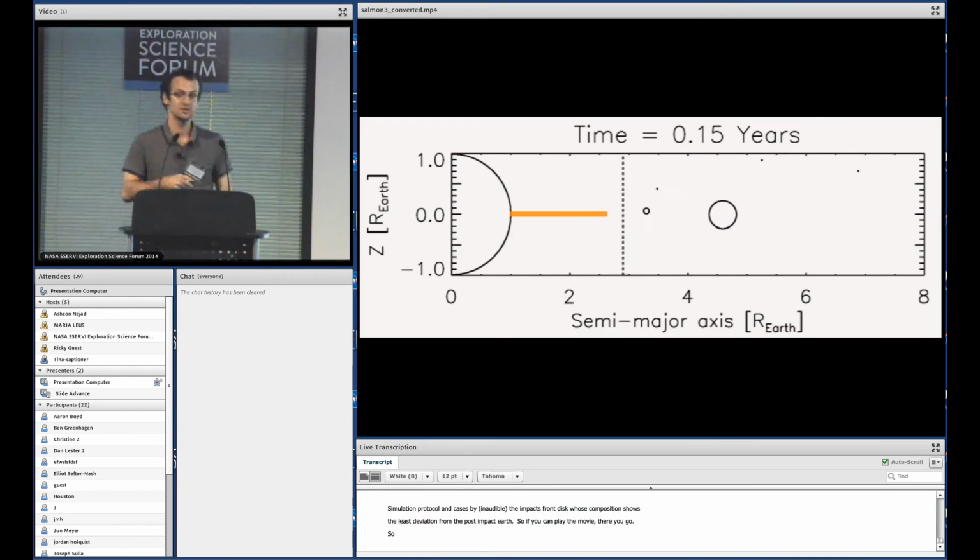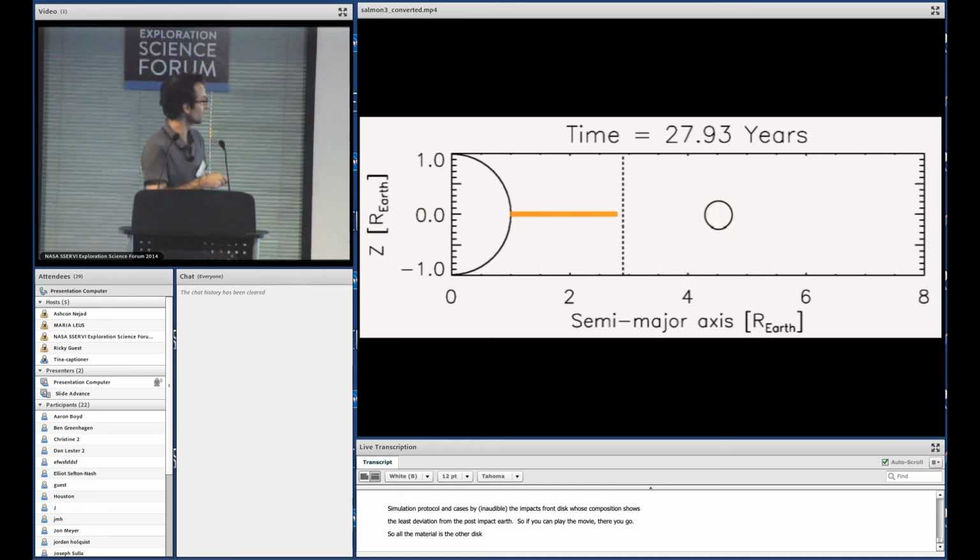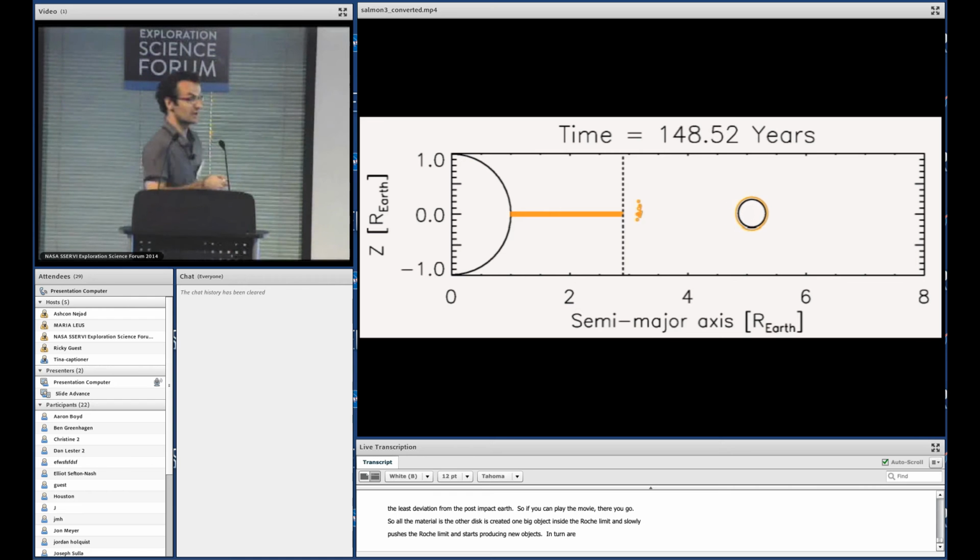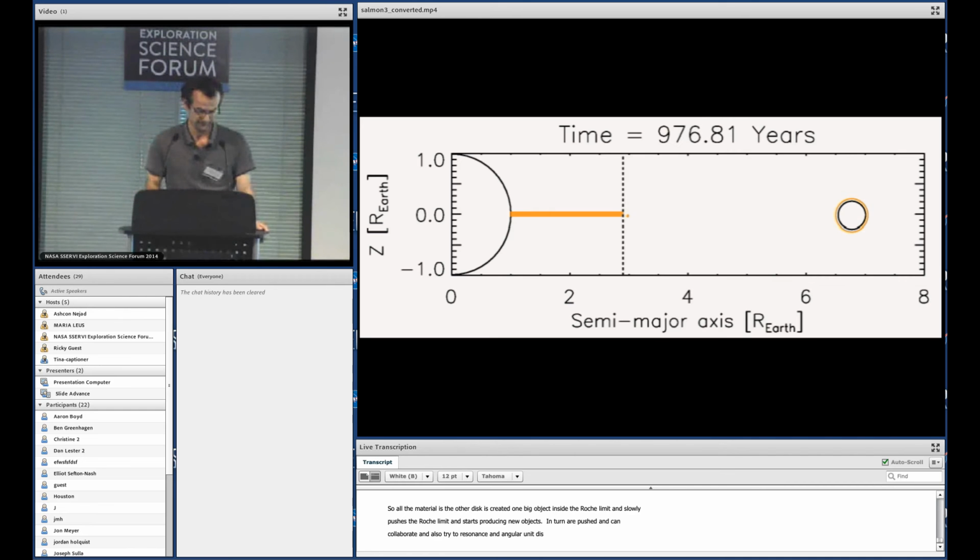So very rapidly, all the material initially inside the outer disk is accreted to form one big object that has confined the inner disk inside the Roche limit. This disk spreads viscously slowly until it reaches the Roche limit and starts producing new objects. These objects in turn are pushed by the disk and can collide with the moon, but they can also later on be scattered by the moon or be trapped in mean motion resonance and serve as an angular momentum relay between the inner disk and the moon, so that the moon semi-major axis is increased beyond what could be simply achieved by direct interaction with the prolunar disk.